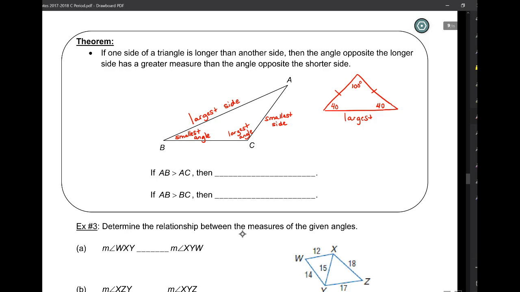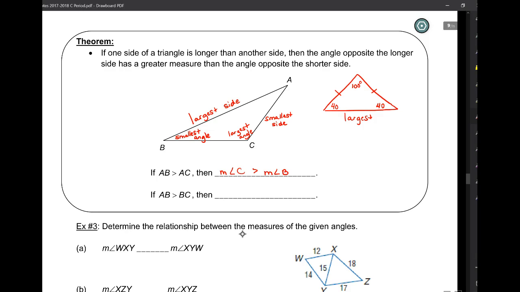So now in notation, if AB is greater than AC, then what angle? Angle C is greater than angle, I should put measure, B or A. I specifically gave A, so AC. So it should be angle B, right?